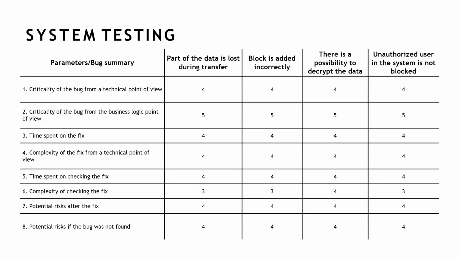The following bugs were found during system testing. First was found during checks of the ability to transfer data as part of the functional testing. Second was found during smart contracts checks. Third was found during checks of the system security as part of the security testing. And fourth was found during checks of the system security as part of the penetration testing.